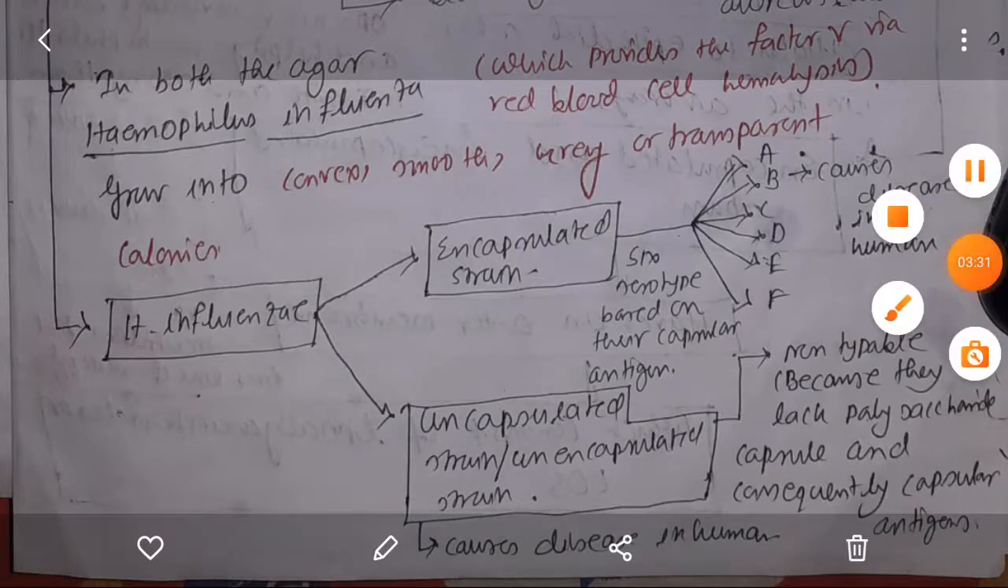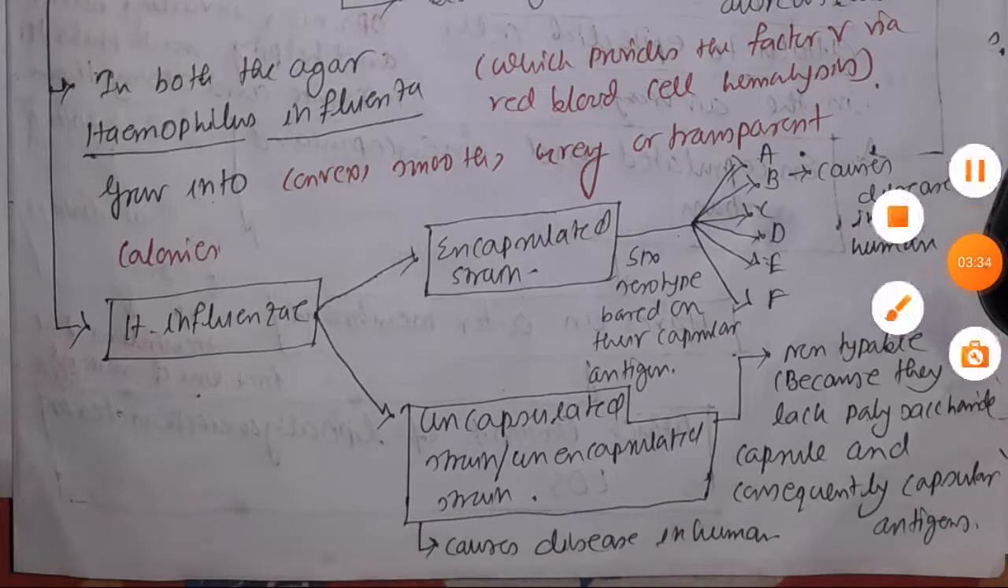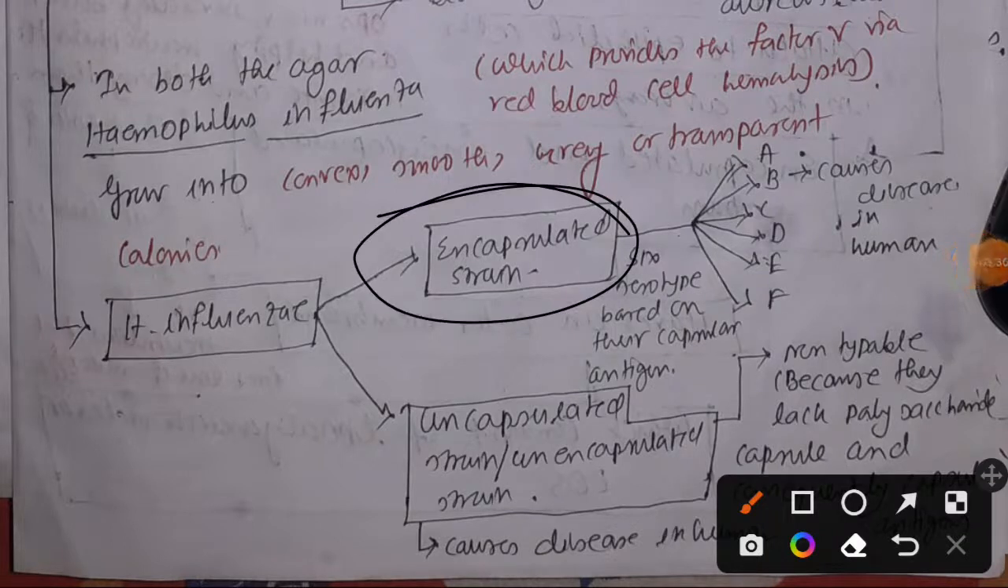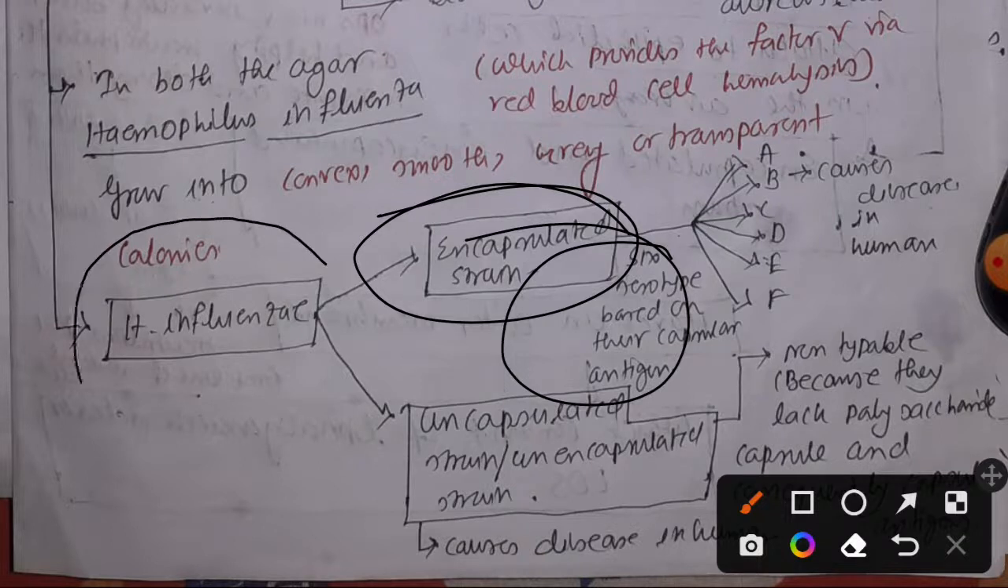Now we are going to classify Haemophilus influenzae. We are classifying it into two parts: one is the encapsulated strain, the other is the non-encapsulated strain. Encapsulated strain means it contains the capsule. The encapsulated strain can be divided into 6 serotypes depending on the capsular antigen present on the surface of the capsule. That means Haemophilus influenzae is surrounded by a capsule in the encapsulated strain, and there can be 6 different capsular antigens: A, B, C, D, E, F.